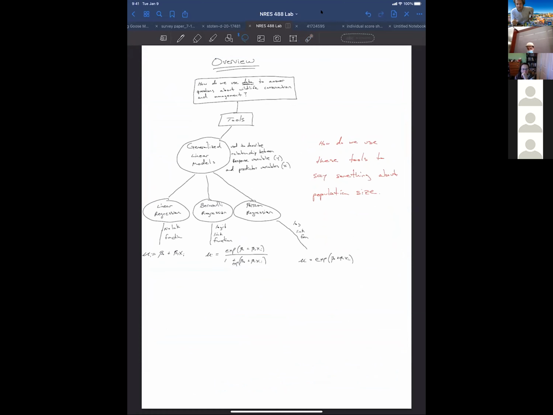All right, so here's a schematic of what we've talked about so far. Just a high-level overview of what we've done. And the main question that we try to address in this class is, how do we use data to answer questions about wildlife conservation and management? So we all kind of know data are important, and that's how we can learn about the real world. But the question is, when we have these data, what exactly do we do? What are the methods and tools that people are using in wildlife science to answer these questions that we have?